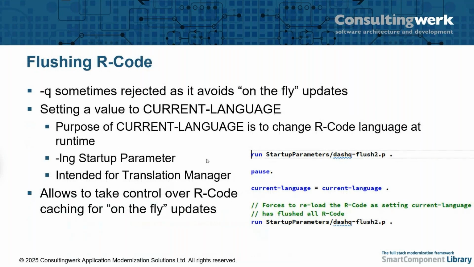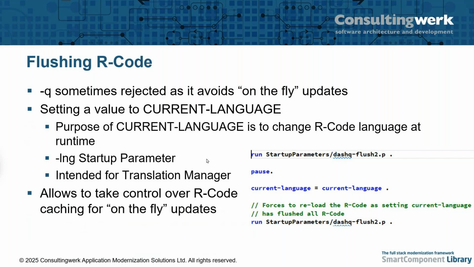Very often when I recommend people to use the -q, they say, oh, no, then we can't just drop an updated R code into our production environment. It will be picked up on the fly. And some users still have the old version loaded and will use that forever, and others will get the new one, and it's unpredictable. That is true.